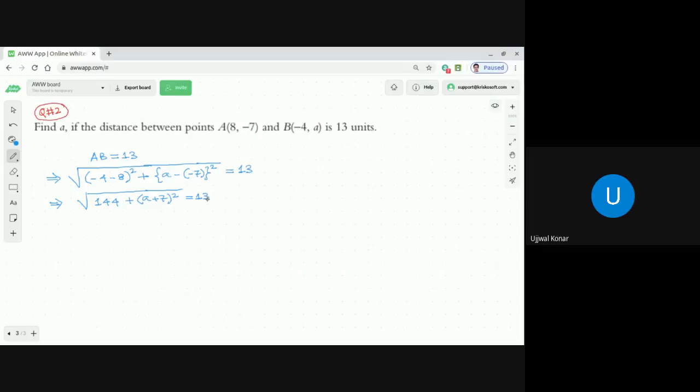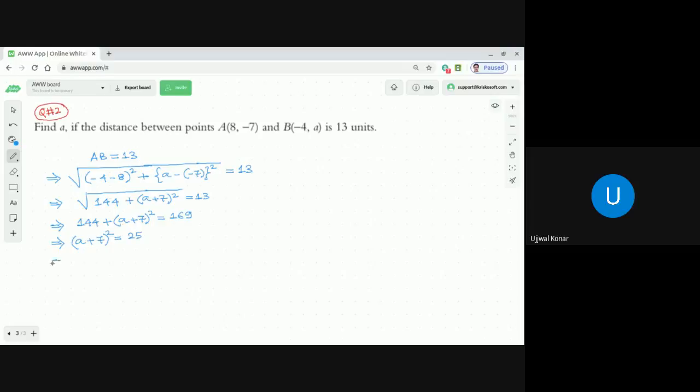After that, dear students, what should we do? We should take the square. So from here what do we get? 144 plus (a plus 7) whole square is equal to 13 square. 13 square is what? 169. So from here what do we get? (a plus 7) whole square is equal to 25. Correct or not?